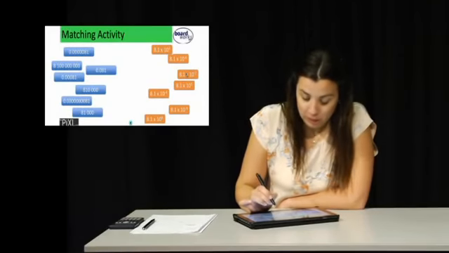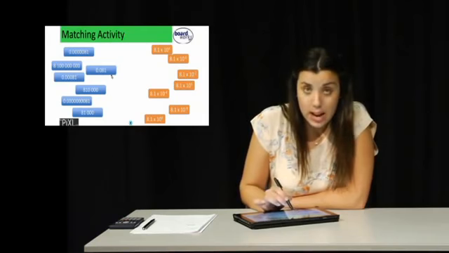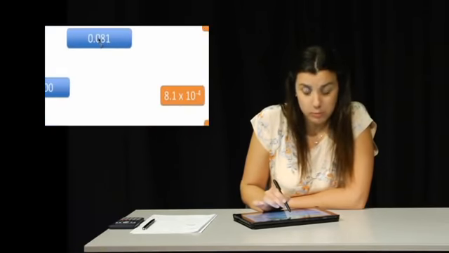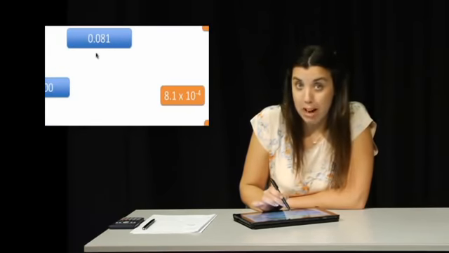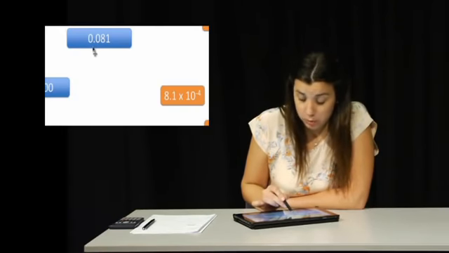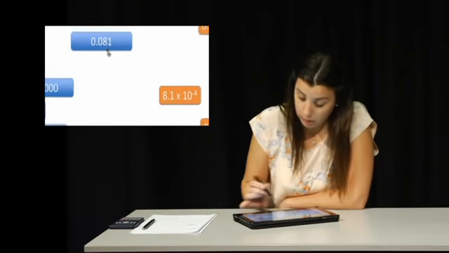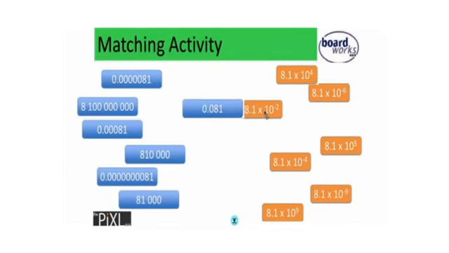Let's have a look how you've got on. So the first number we're going to take together is 0.081. I'm just going to move it here into the middle. It's a small number, so we're going to have a negative power. Our decimal point starts here. We're going to have to move it to the right 2 times to make 8.1. We're going to have twice, therefore we're going to have 8.1 multiplied by 10 to the negative 2.